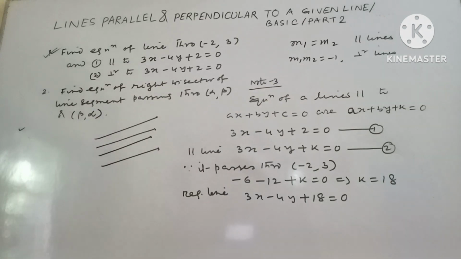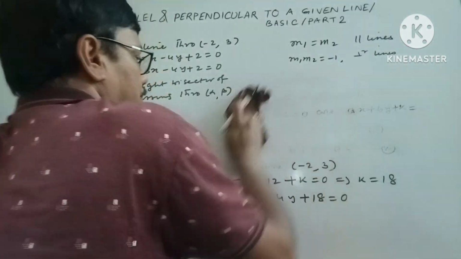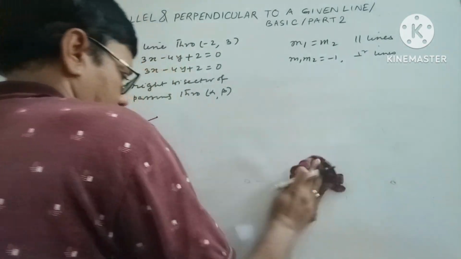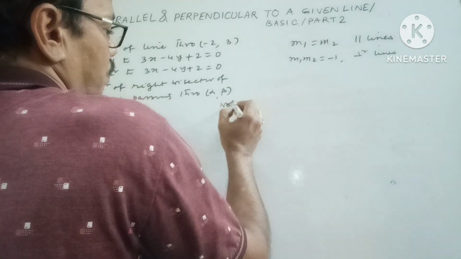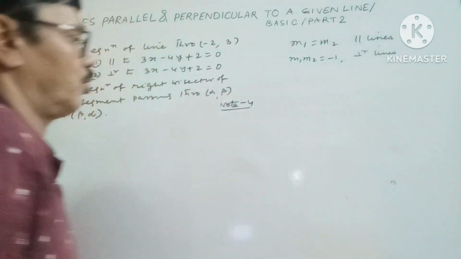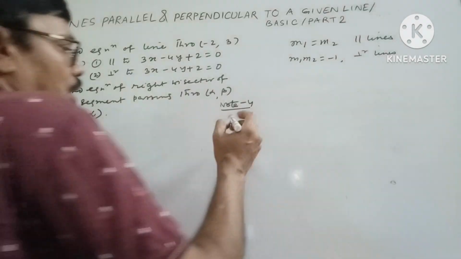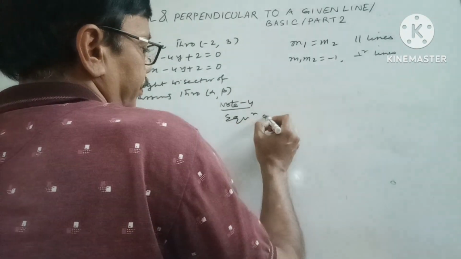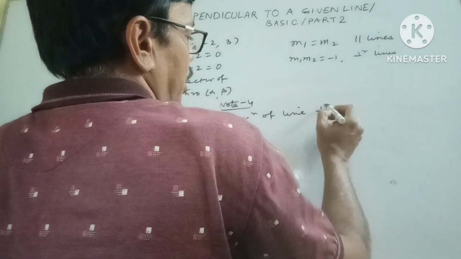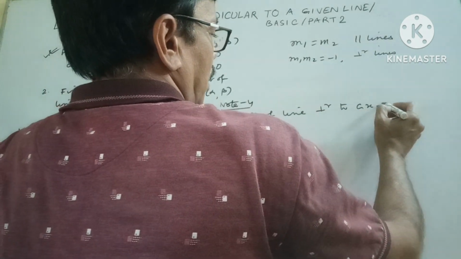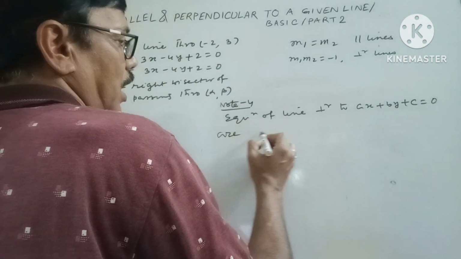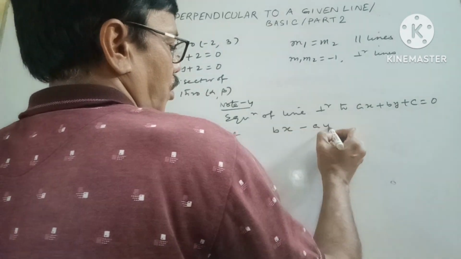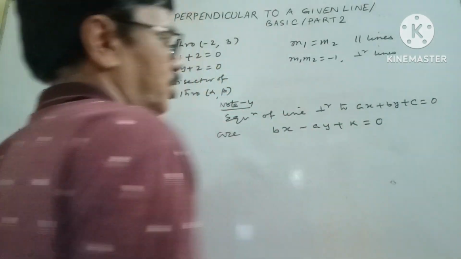Now, note 4. What is the condition of perpendicular lines? m1 m2 equals minus 1. So, the equation of lines perpendicular to ax plus by plus c equals 0, you get many lines, is bx minus ay plus k equals 0.